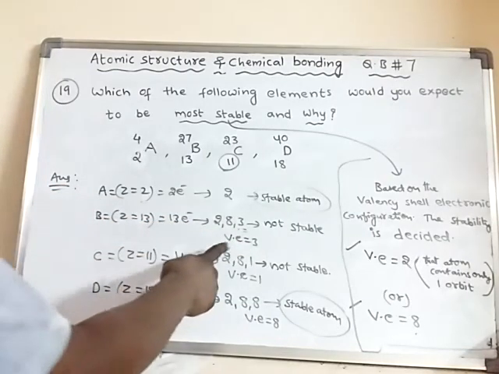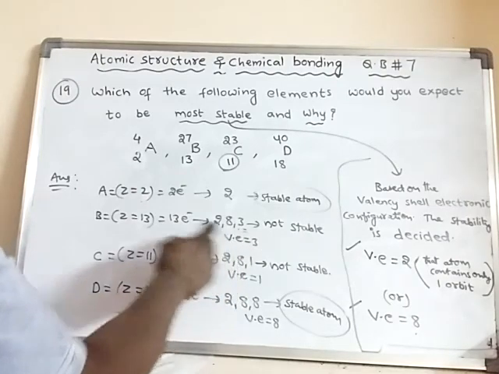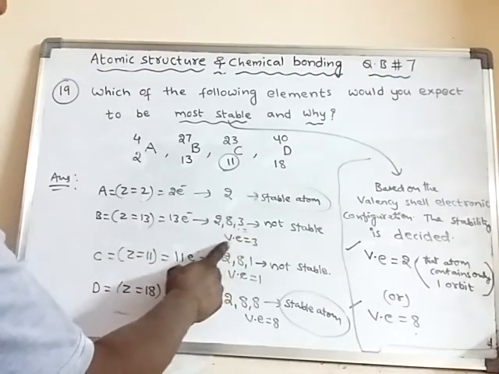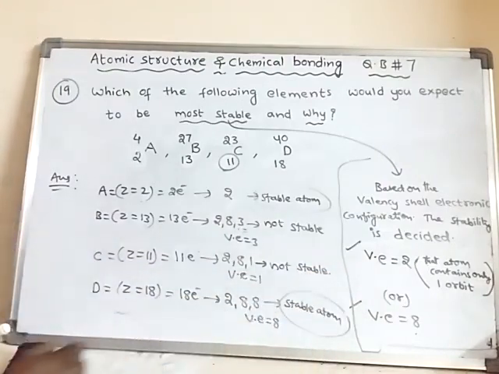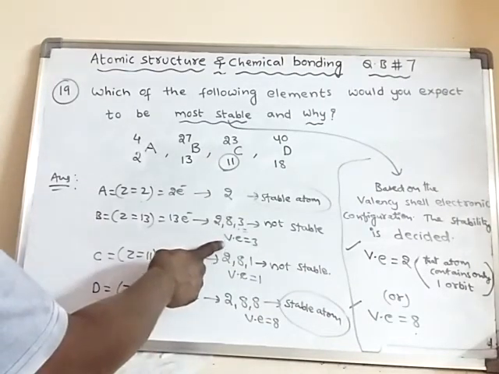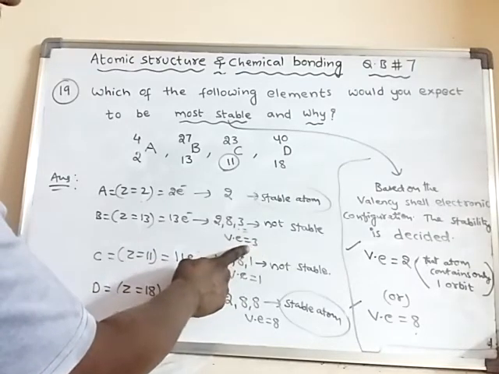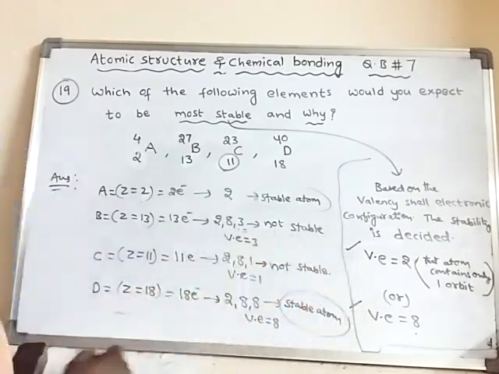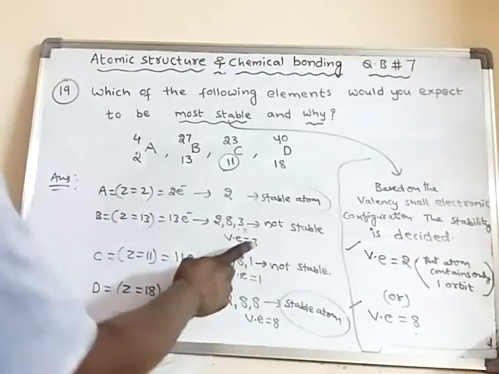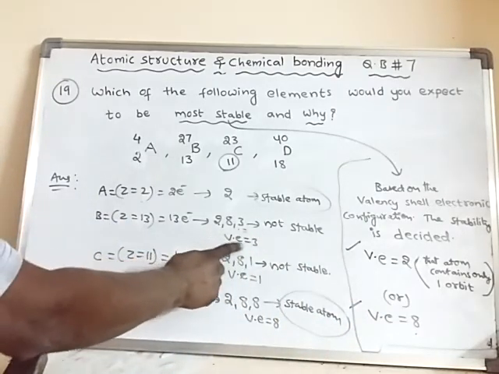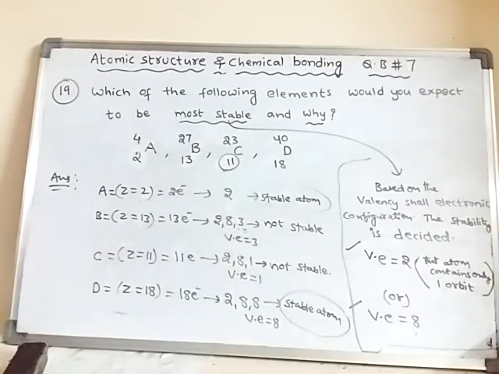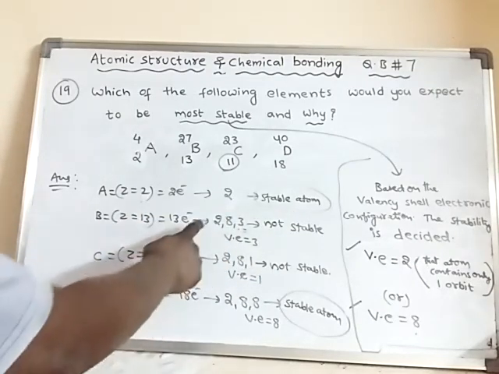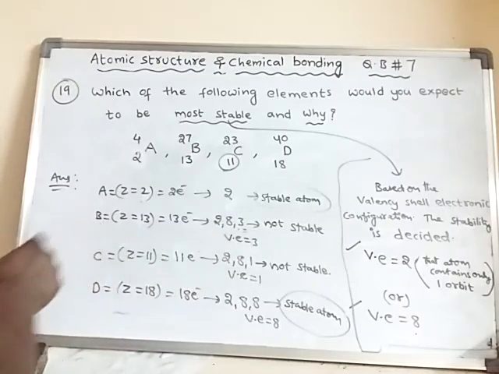If valence electrons are 3 in number, this is neither of the conditions. Only these conditions cause an atom to be stable. So neither of the conditions is met here, which is why this is not stable. With this electronic configuration, this particular element is not a stable element.